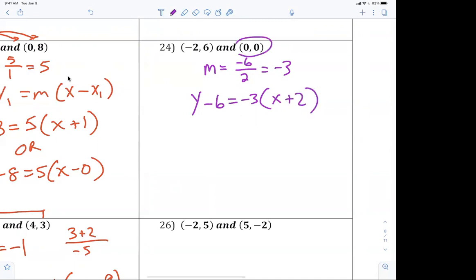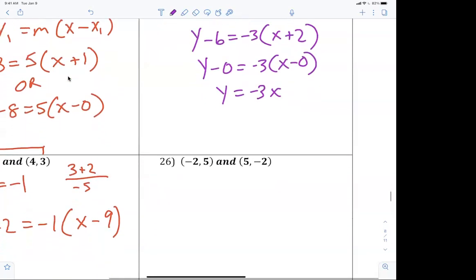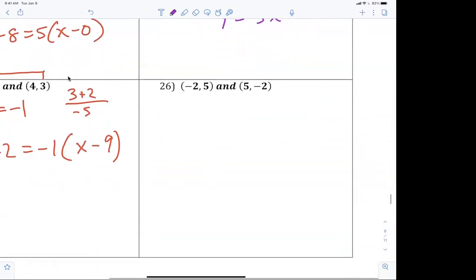Could you use the other point? Yeah, and you would say y minus 0 equals -3 times x minus 0. But really, the zeros don't matter. Either one is okay. All right, 26.